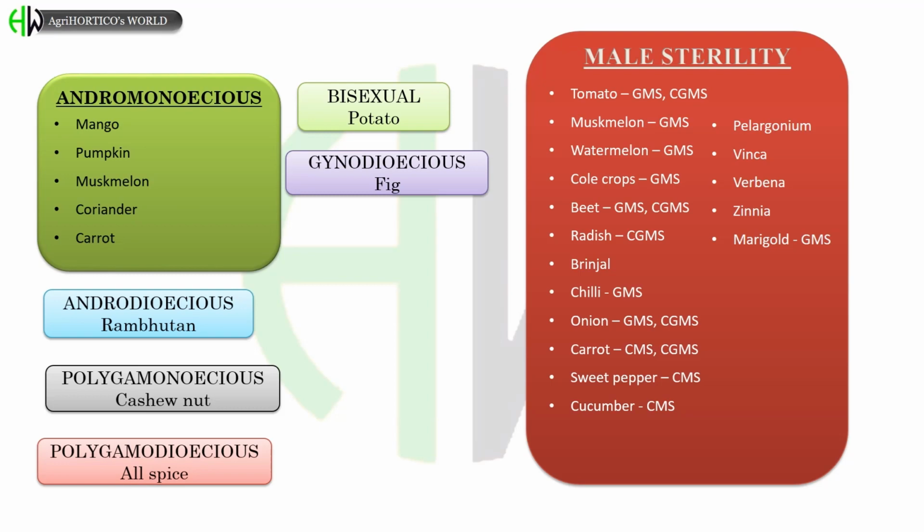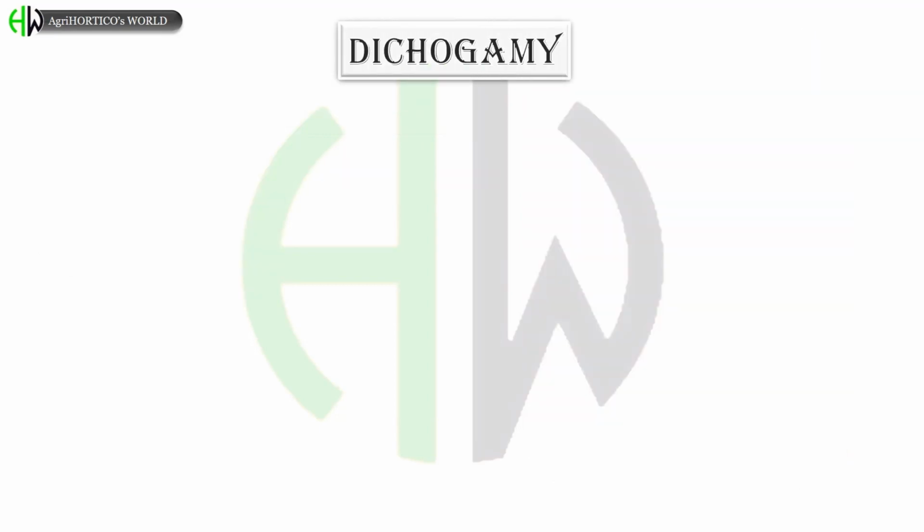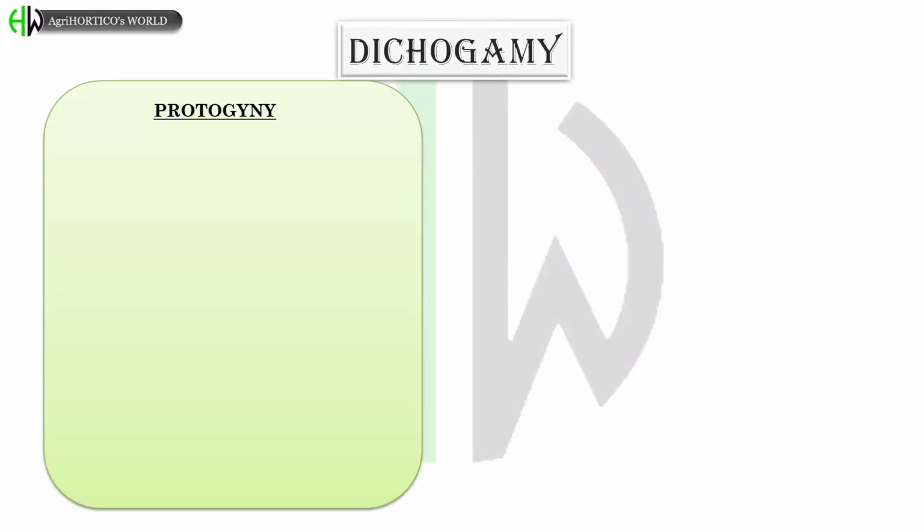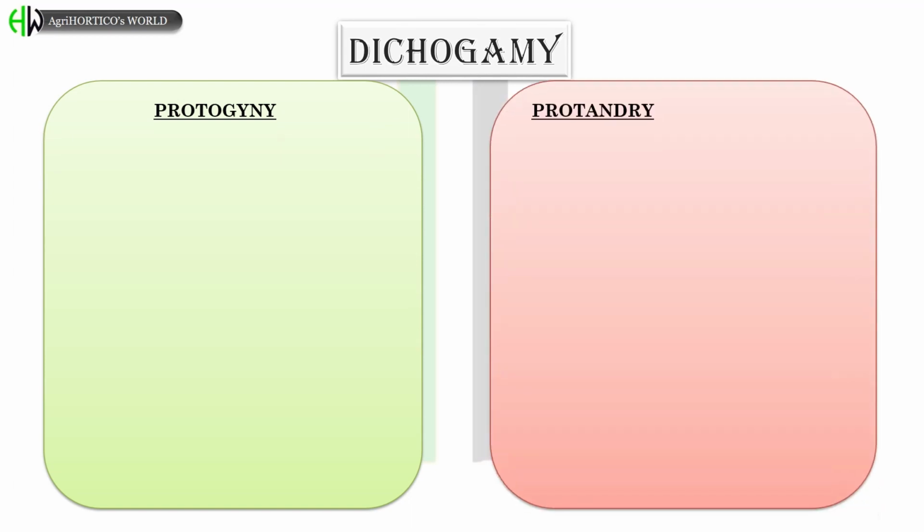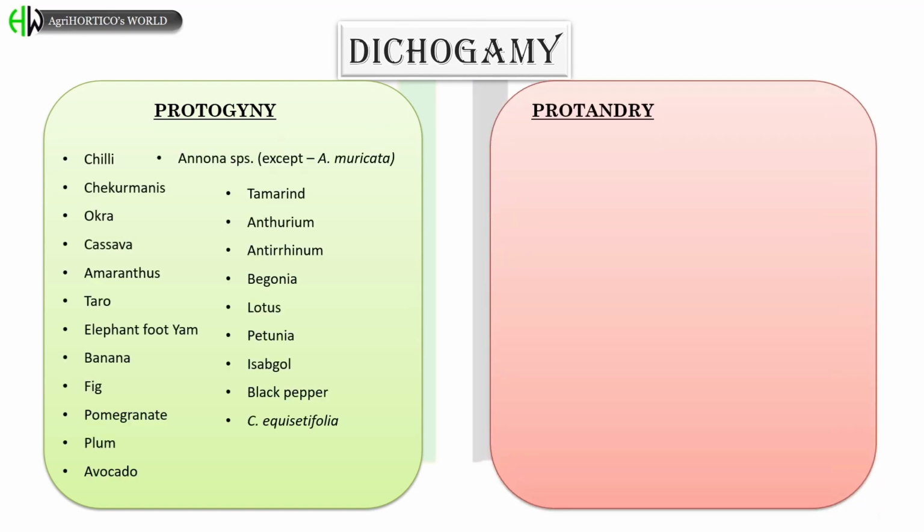Now, dichogamy. It is of two types, protogyny and protandry. Examples of protogyny are chili, okra, cassava, amaranthus, taro, elephant foot yam, banana, fig, pomegranate, plum, avocado, Annona species except Annona muricata, tamarind, anthurium, antirrhinum, begonia, lotus, petunia, isabgol, black pepper, Casuarina equisetifolia.